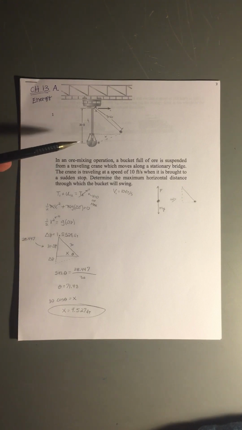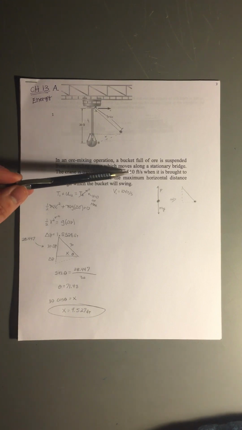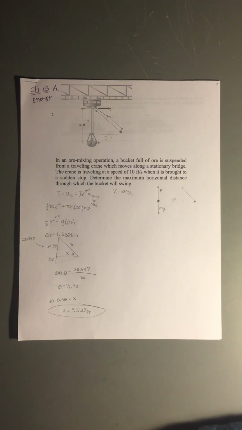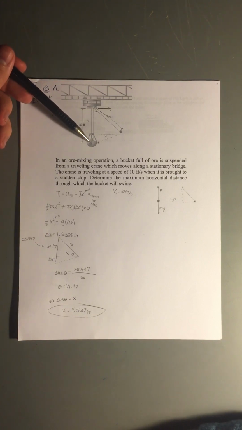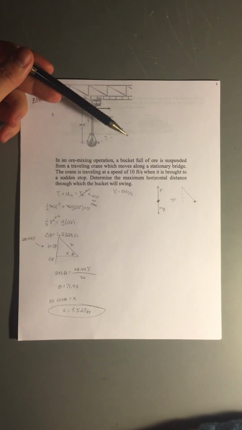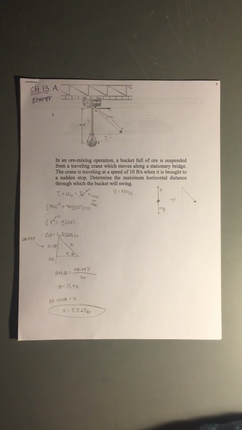This bucket full of ore is traveling to the right with an initial speed of 10 feet per second. The problem wants us to find the maximum horizontal distance once this comes to an abrupt stop. Right when this stops, this bucket of ore is going to swing, and it wants to know how far to the right it goes.